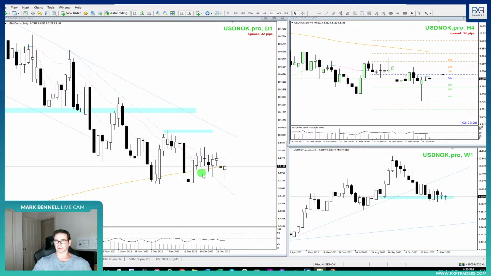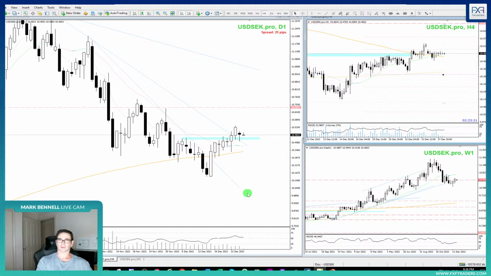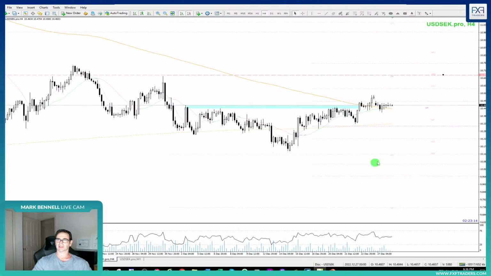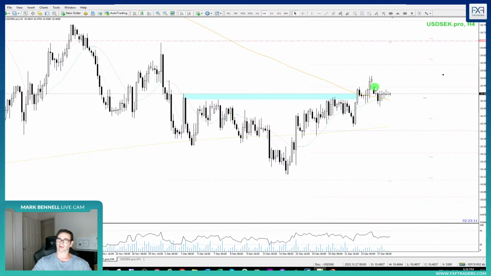Dollar Norwegian, look at the daily, just horrible. Dollar Swedish, we liked. Remember this base? So it's pushing out. It is an exotic, so yeah, look, get a gap down today. Let's just leave this alone for a day or so.